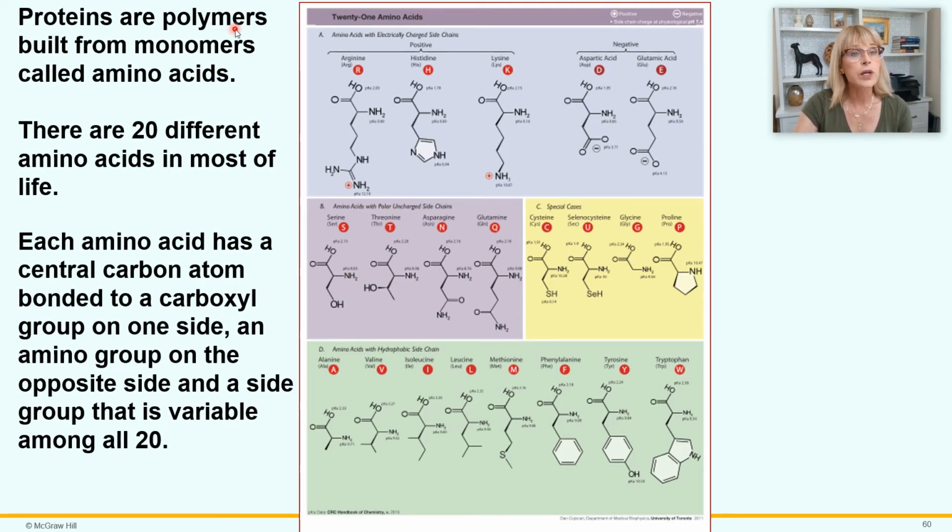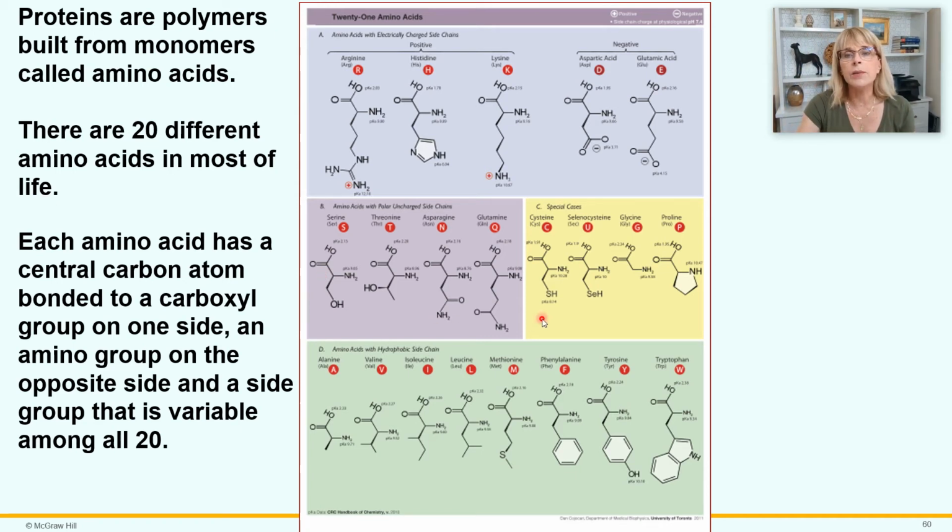Proteins are polymers. They're made out of monomers. The monomers are amino acids. Roger that. Okay, there are 20 different amino acids in most of life. In most of life. What I mean is, if you're looking at a snail or a redwood tree or a mushroom or a lobster or an octopus or a human being, or most bacteria, it's just these 20 amino acids that are used to make all of their proteins.